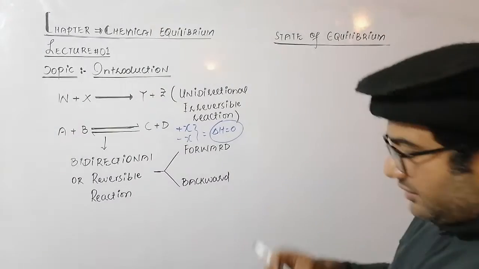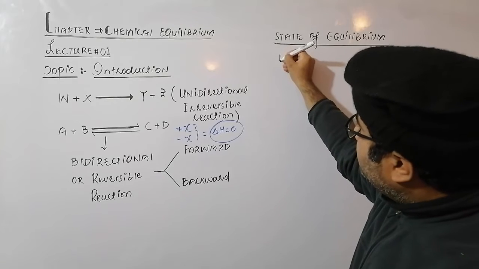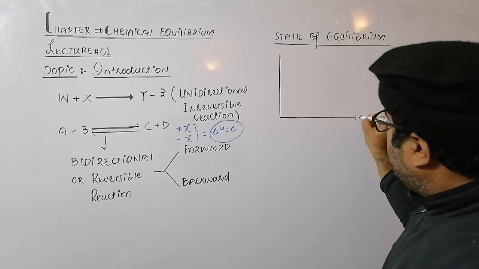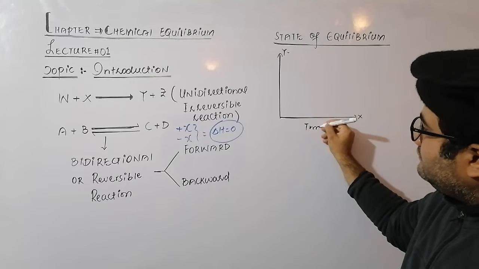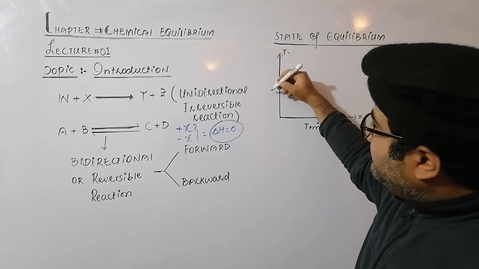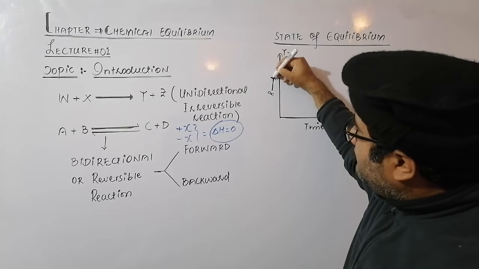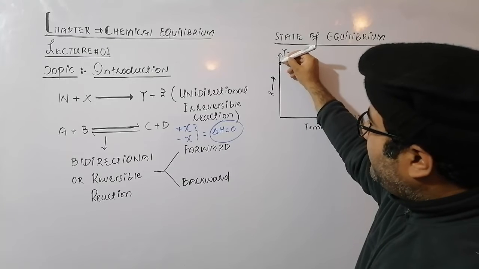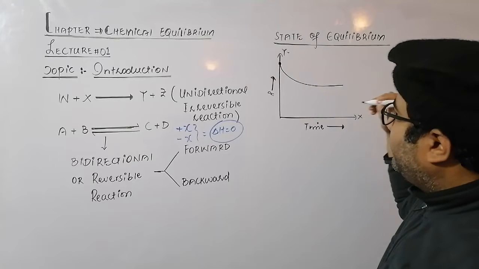Now, how can dynamic equilibrium be explained graphically? Let us draw some graphs. On the x-axis there is time, and on the y-axis there is rate of reaction. When the reaction starts, the rate of forward reaction is maximum, and with the passage of time the rate of forward reaction keeps on decreasing.